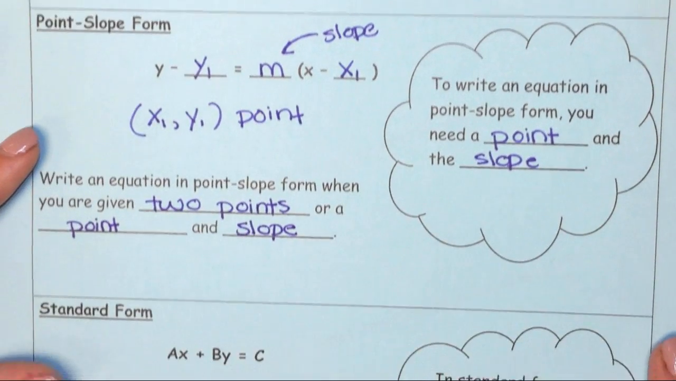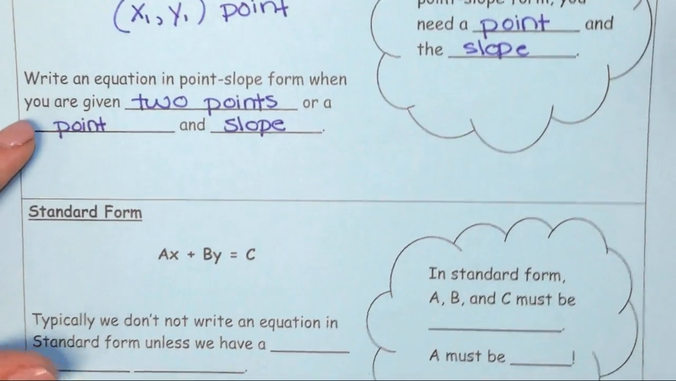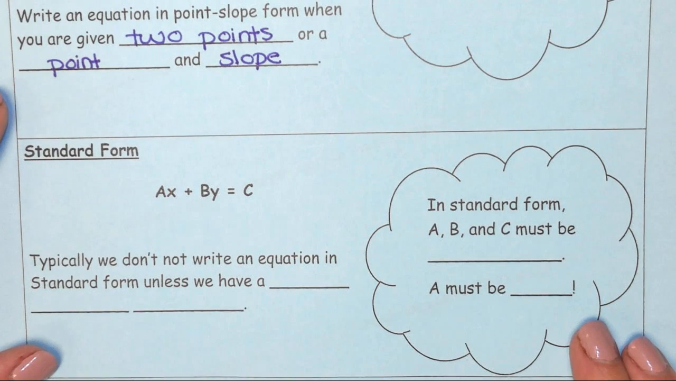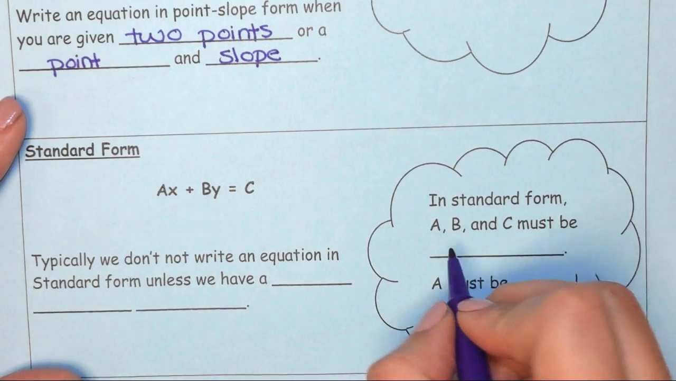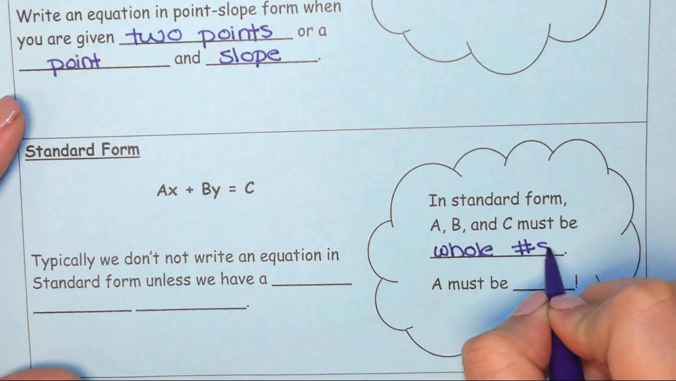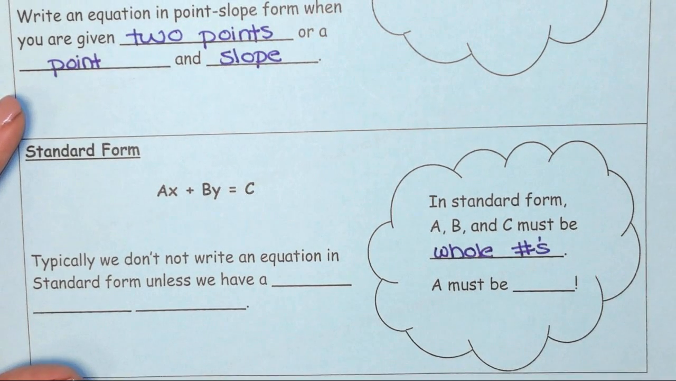The last form we're talking about, which we won't practice today, we'll wait until tomorrow when I'm back, is standard form. ax plus by equals c. In standard form, a, b, and c must be whole numbers. Whole numbers just mean they're not fractions. We don't have 2/3, we don't have 1/2. They have to be whole numbers.